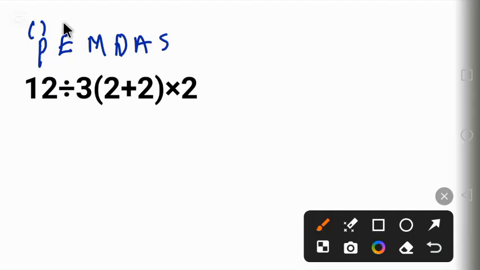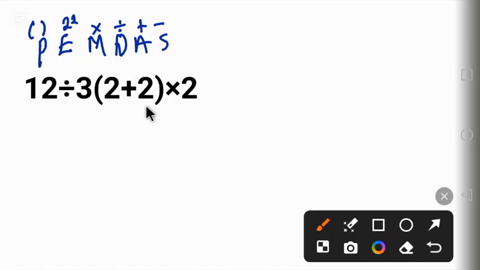in bracket, followed by the exponent, something like 2 square, and we now work the multiplication and division. After that, we work the addition and subtraction. Remember that for multiplication and division and addition and subtraction, we evaluate from left to right.